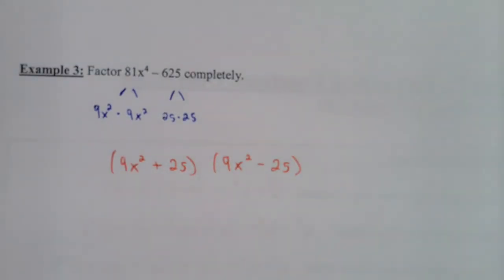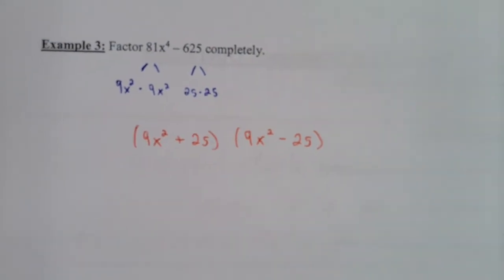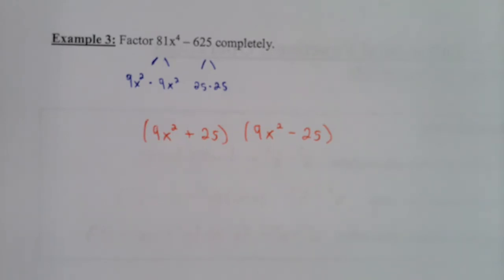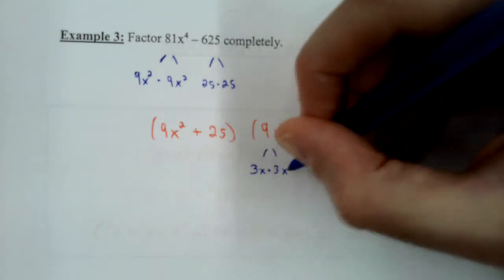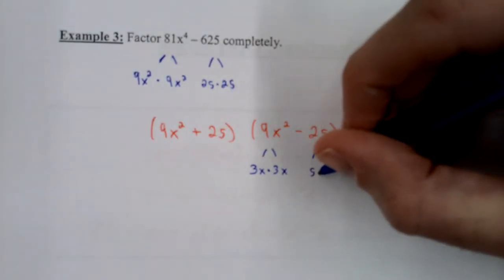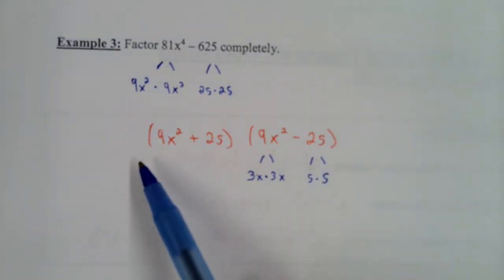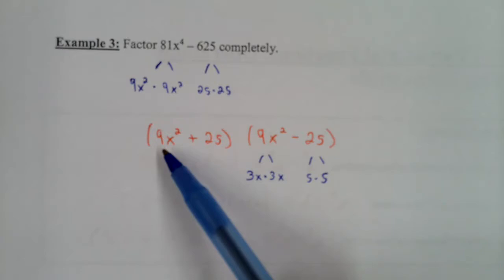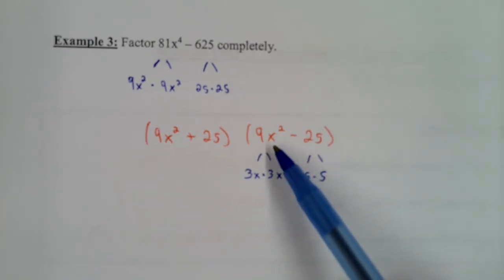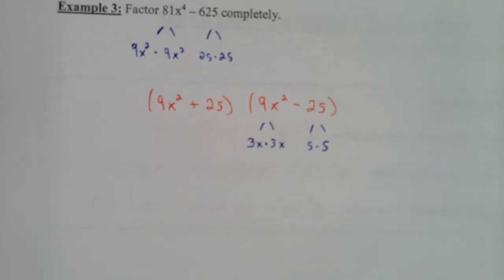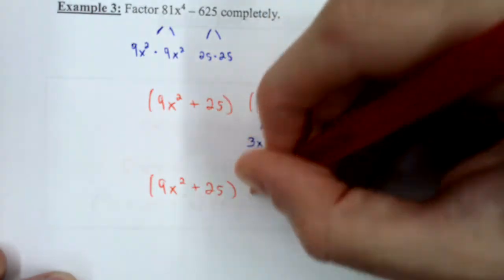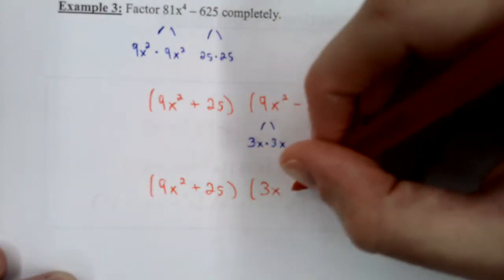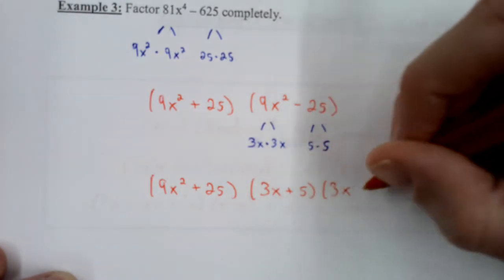What's the only thing better than doing the difference of two squares once? Doing the difference of two squares twice, okay? Because this is also the difference of two squares, because 9x squared is 3x times 3x, and 25 is 5 times 5. There is no factoring for the sum of two squares, so that's going to stay as is. But you're going to factor this down more because this is the difference of two squares. So for my final answer, I have 9x squared plus 25 times 3x plus 5 times 3x minus 5.